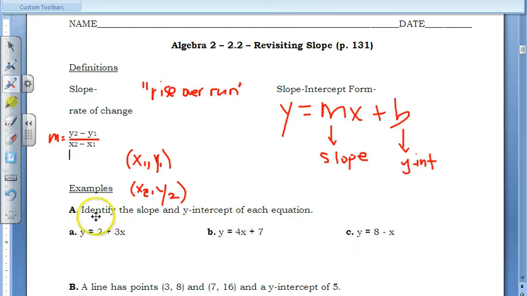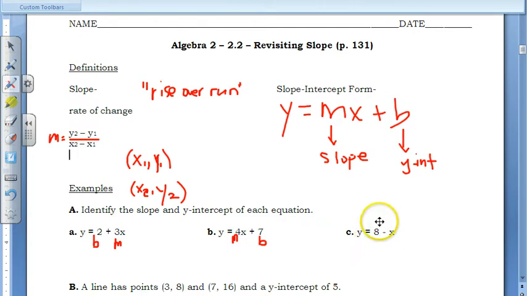So this first example says identify the slope and the y-intercept of each equation. Looking at this equation, it's that flipped version where my constant value, my x-less value, is the y-intercept. So I'll put a b there because that's the y-intercept. And my coefficient on my x is 3, so that's my slope. I'll put an m there because that's my slope. Same thing over here. My slope is 4. That's the number on the x. My intercept is 7. That's the constant by itself.